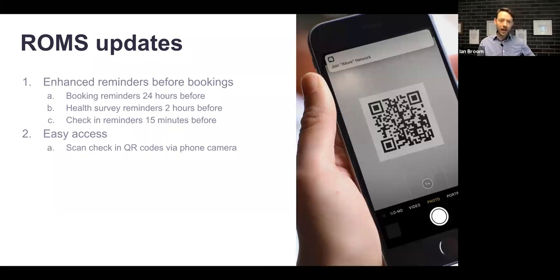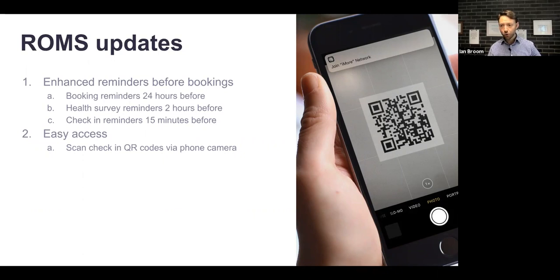We've also got some enhanced reminders coming. These will all trigger before your office booking. So the first one is that there'll be a booking reminder 24 hours before your office booking. This enables you to cancel your office booking if you don't need it. We're also going to include a health survey reminder, which goes off 2 hours before your office booking. And then finally, a check-in reminder, which goes off 15 minutes before, just to make sure that you remember to check in and you don't enter the office without scanning the appropriate QR code.